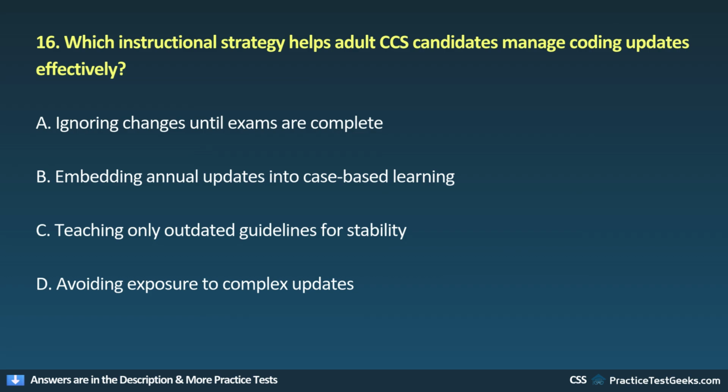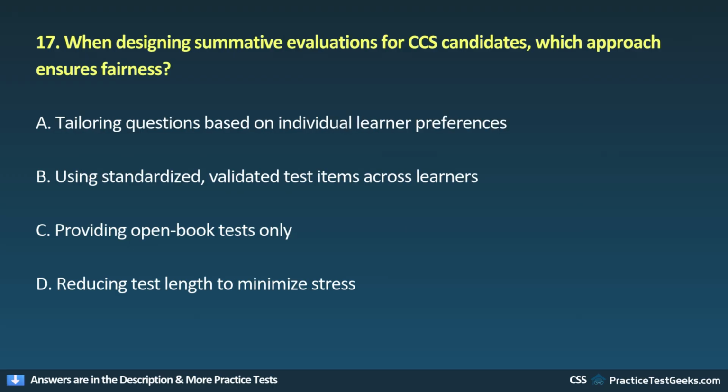Ignoring changes until exams are complete. B. Embedding annual updates into case-based learning. C. Teaching only outdated guidelines for stability. D. Avoiding exposure to complex updates. 17. When designing summative evaluations for CCS candidates, which approach ensures fairness?